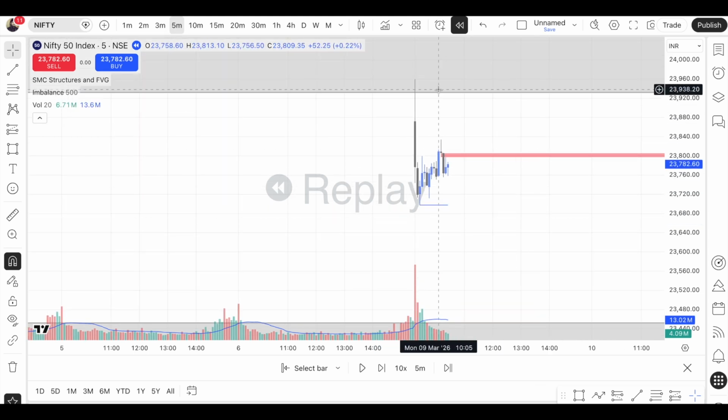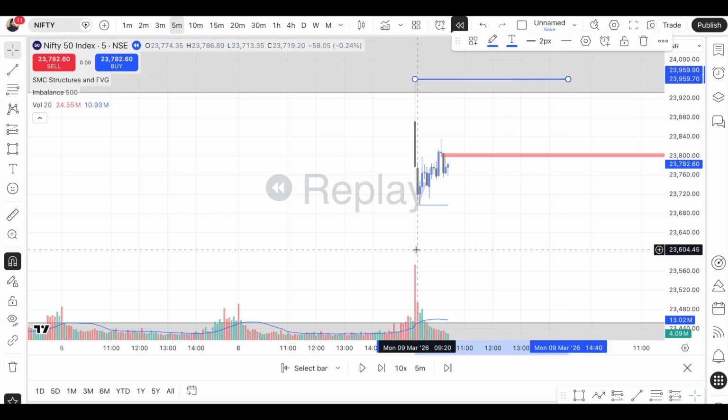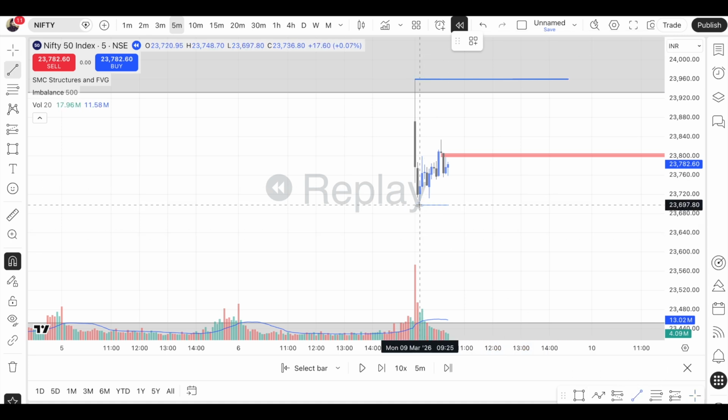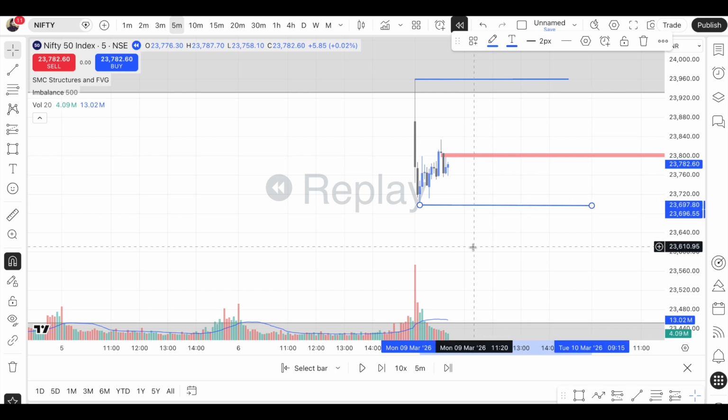I just mark the first 15 minutes candle high, right? This is your high. This is your low. Market has come down and market is consolidating. That's all, simple. The moment it breaks the low, you enter put. The moment it breaks high, you enter call. Simple. Trade is over here.